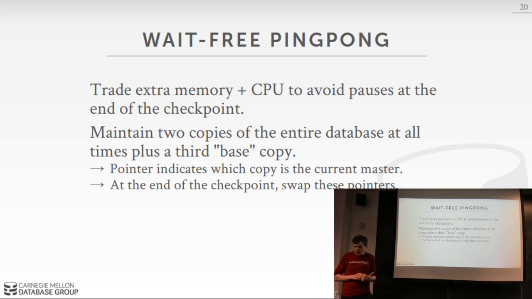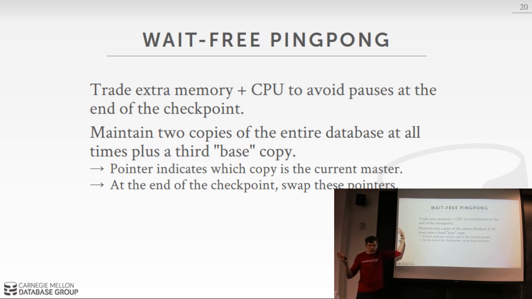And the way they're going to do this is that they're going to basically now have three copies of the database. So you're going to have two copies that you're going to flip back and forth as the master and the shadow. And then you have a third copy you call the base copy, where you're always sort of storing the latest version of the database. And what happens is, again, the pointer says which one's the current master, which one's the shadow. And then at the end of the checkpoint, you just flip that pointer, doing compare and swap. And that's the only update you have to do.